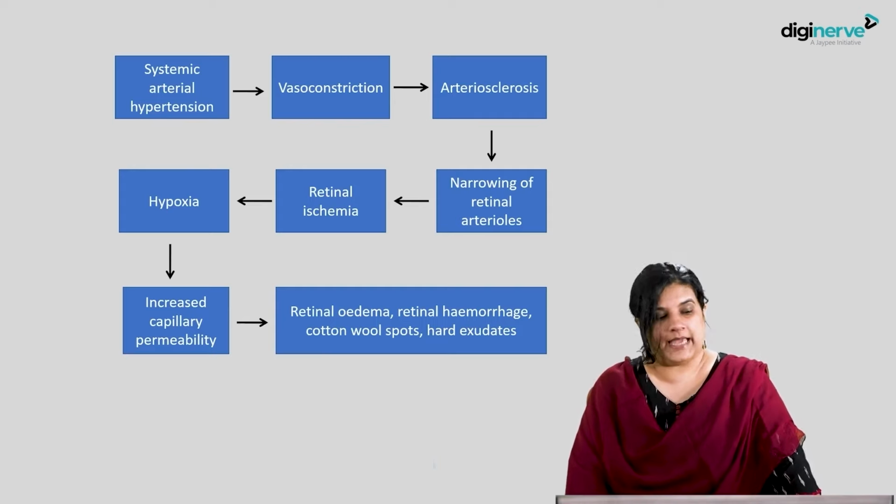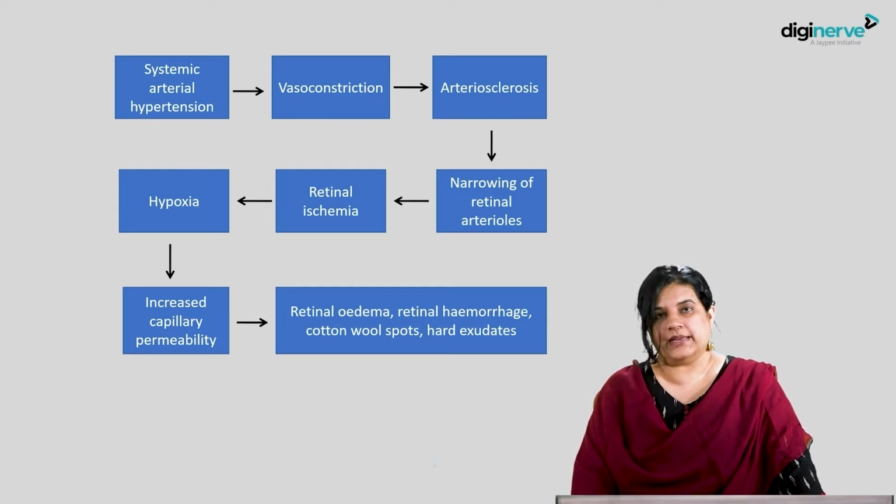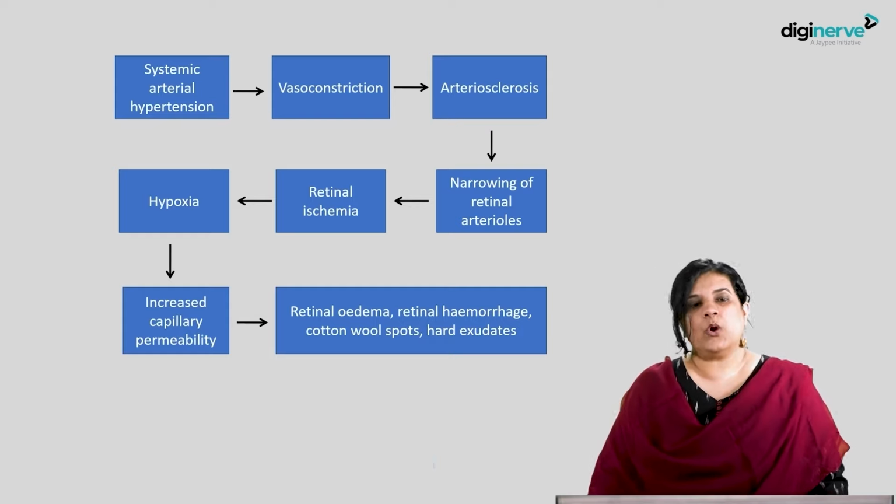So running through the course again, systemic hypertension leads to vasoconstriction, which in turn results in arteriosclerosis, which now involves the arterioles by causing narrowing, and this narrowed arteriole is going to have compromised blood supply to the retina. So there would therefore be retinal ischemia, which would result in hypoxia, and that would cause increased capillary permeability. There would be an increased vascular permeability factor, and all this will lead to findings such as retinal edema, retinal hemorrhages, hard exudates, or cotton wool spots.